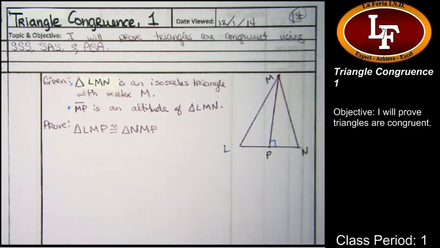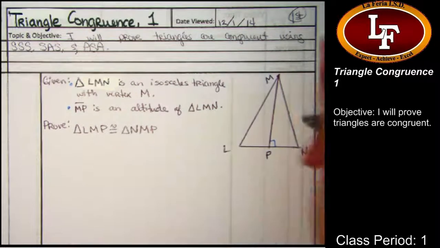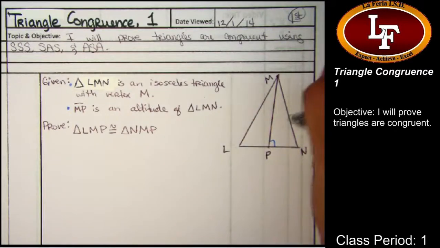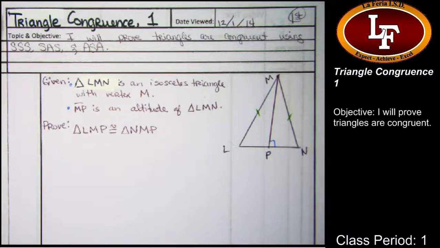Okay, let's go with the definition of what we know about isosceles triangles first of all. We know that isosceles triangles have two legs that are congruent to each other. Which ones? The ones at which the vertex is on. The ones that create the vertex. Fantastic. So let's mark those. We know that these two are going to be congruent because of the definition of what it means to be an isosceles triangle.